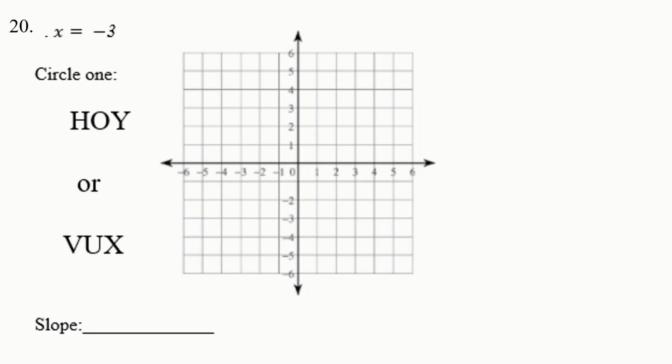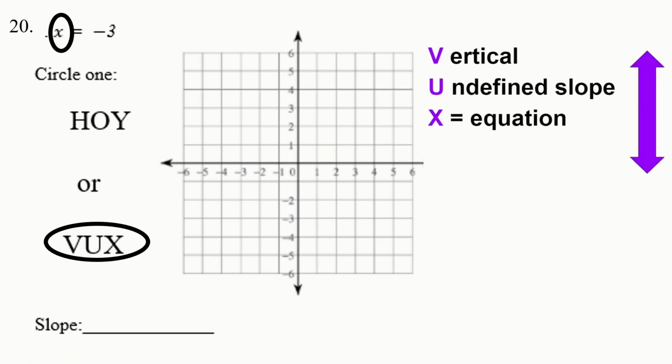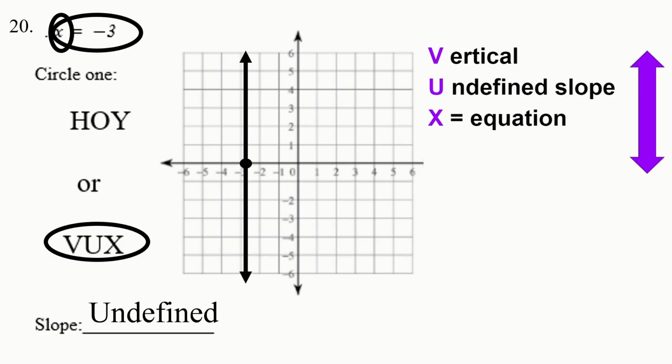The next one that we have is x is equal to -3. This one, it's x, so we are going to be VUX. Remember, it stands for vertical, undefined slope, and then x equals equation. So for our slope, we would write undefined. And then x equals -3, so I'm going to find -3 on my x-axis, and it's going to be right here. Make our point, and then draw our line.